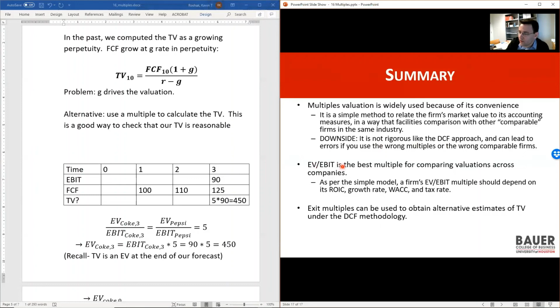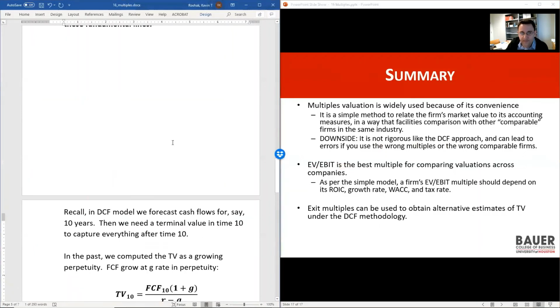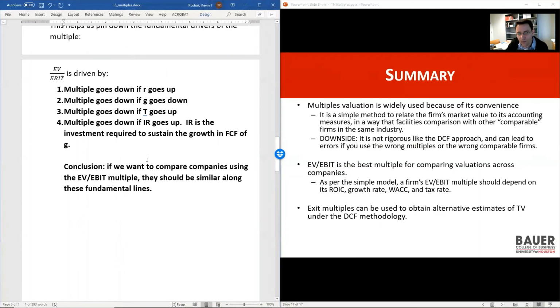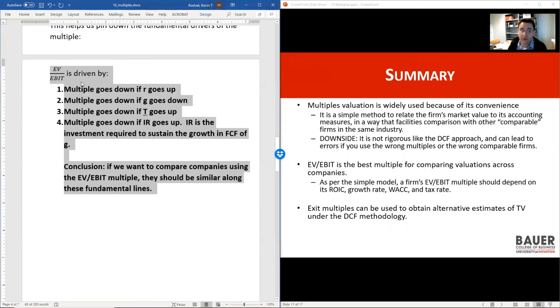We like to use EV over EBIT because we can understand the fundamentals a bit more. Right? We can walk through this and see what exactly is driving this multiple. And then we can use that to discipline which comparables we choose. Which companies should we compare with? We should be comparing along these dimensions.